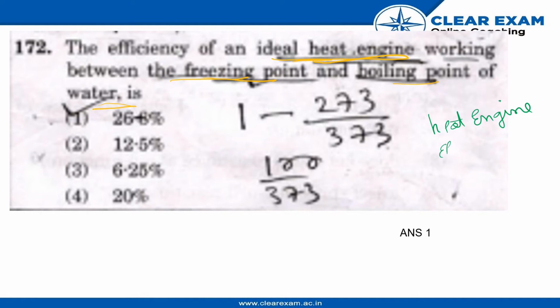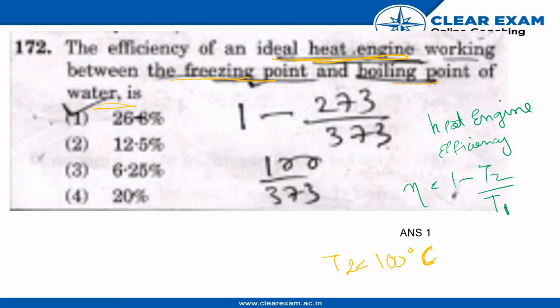Heat engine efficiency depends upon temperature. So now eta would be equal to 1 minus T2 upon T1, that is final temperature upon initial temperature. Okay. So T2 would basically be the boiling point of water, so T2 would be the boiling point, 100 degrees Celsius.